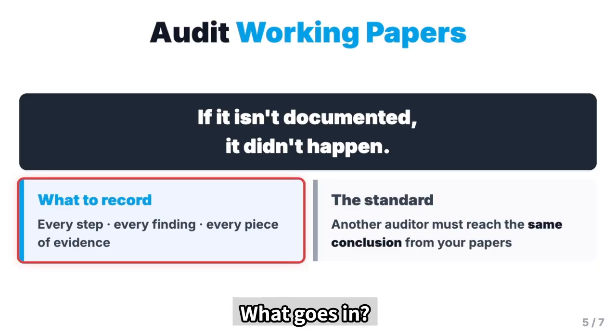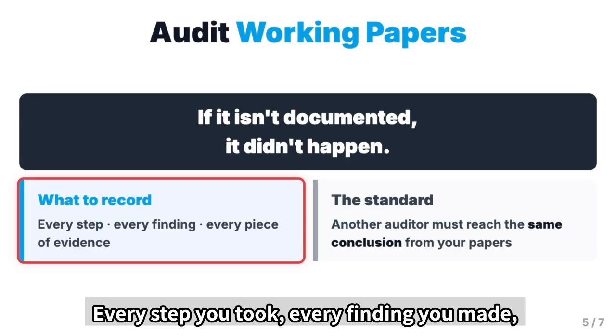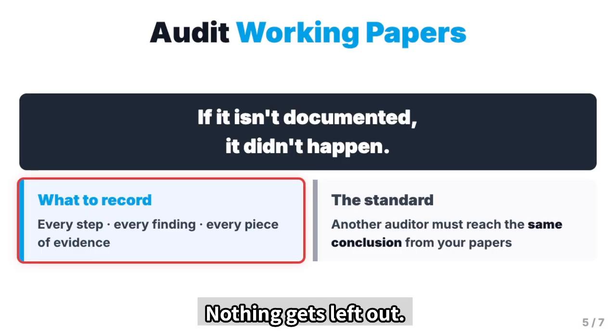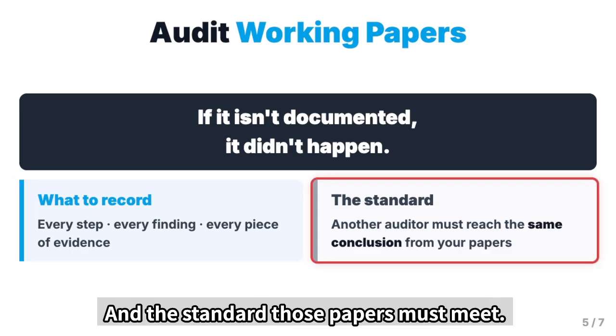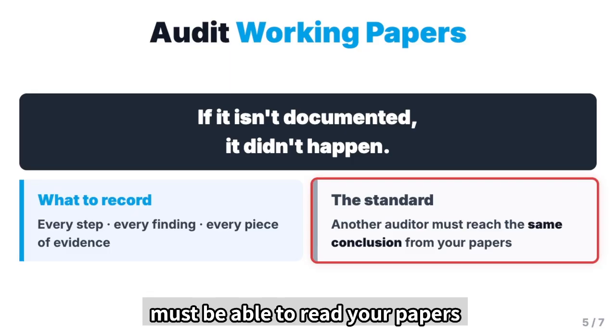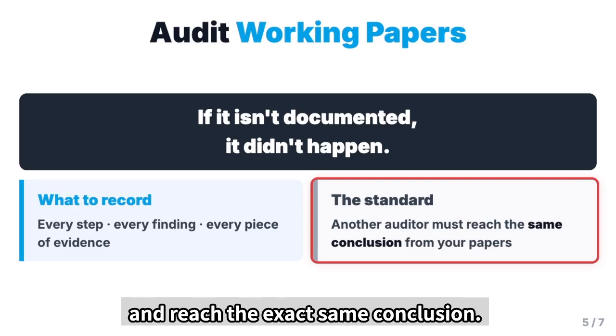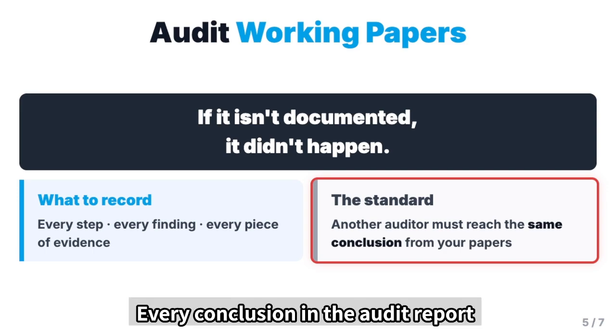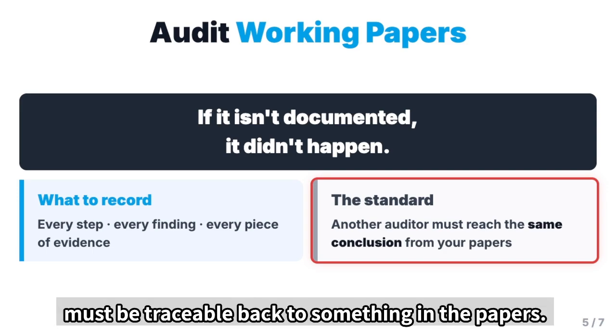What goes in? Every step you took, every finding you made, every piece of evidence you collected. Nothing gets left out, and the standard those papers must meet. Another auditor, someone who wasn't there, must be able to read your papers and reach the exact same conclusion. No guesswork. Every conclusion in the audit report must be traceable back to something in the papers.